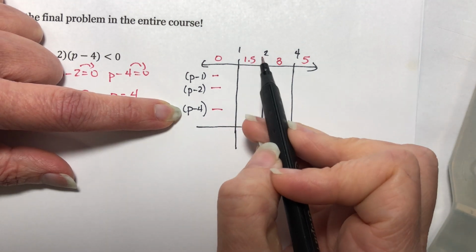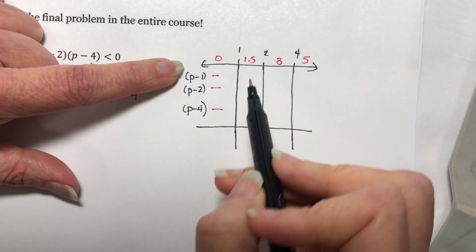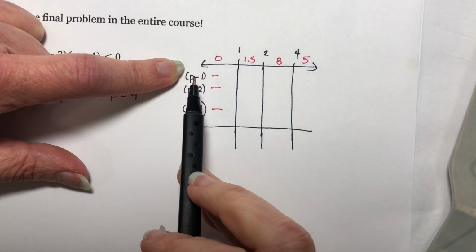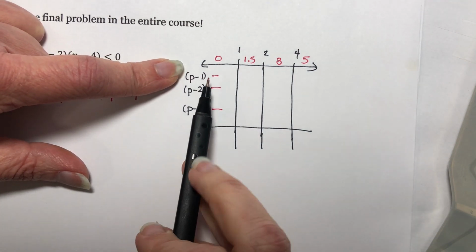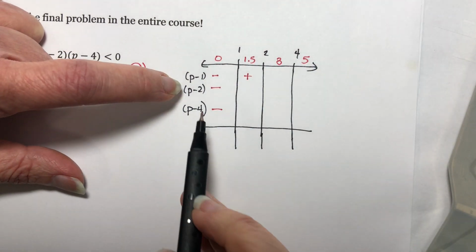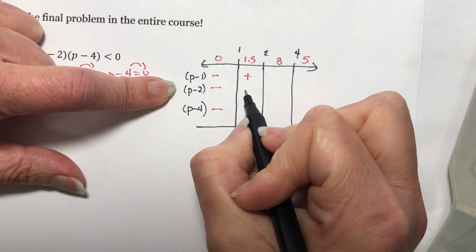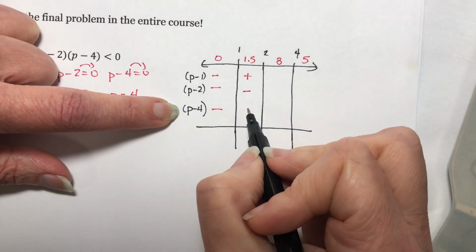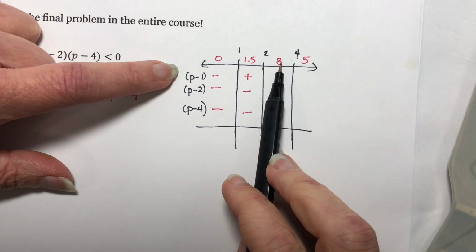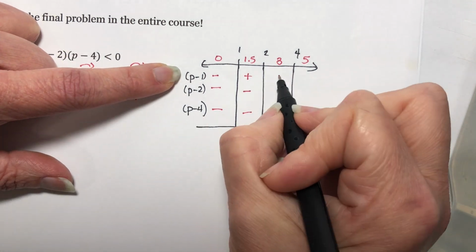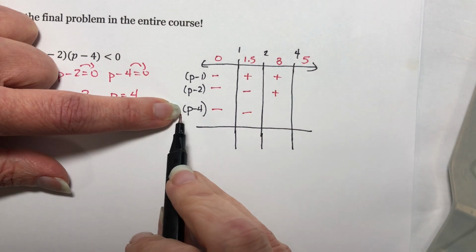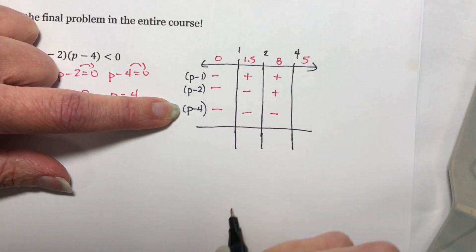Now once you start having to deal with decimals or fractions, this is where it becomes really nice that you don't have to do all the calculations. You know that 1.5 is bigger than 1, so when you do that subtraction, you're going to get a positive answer. 1.5 is smaller than 2, so you're going to get a negative, and then you're going to get a negative here as well. Okay? Now 3. 3 minus 1 is positive. 3 minus 2 is positive. 3 minus 4 is negative.